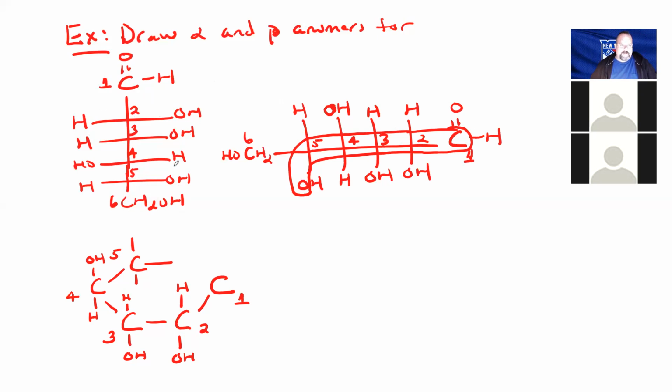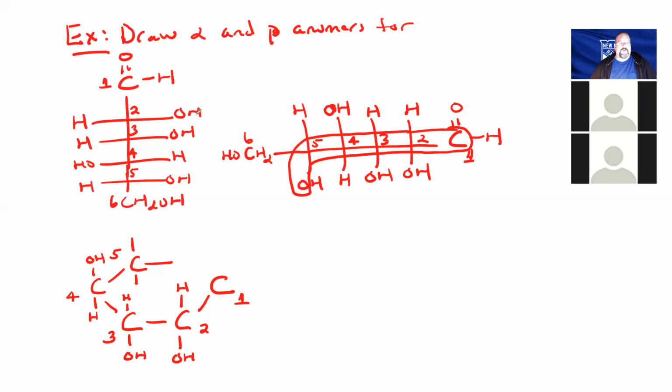OHs to the right should end up on the bottom, Fischer to Haworth. OHs on the left should end up at the top, Fischer to Haworth. By turning this 90 degrees clockwise, it allows you to set it up as such.